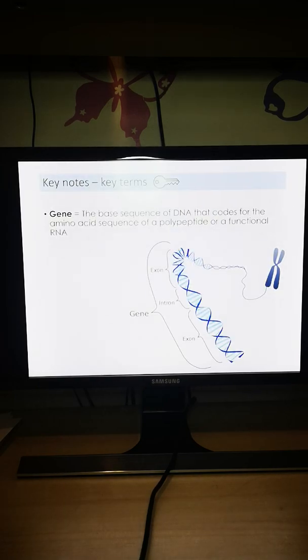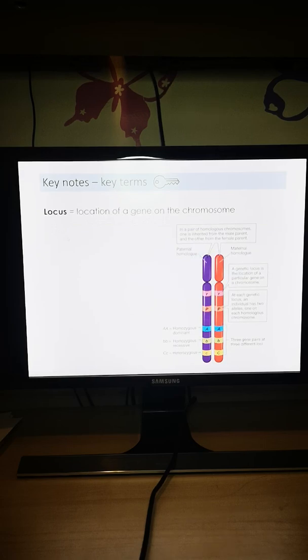Gene, another definition we should know. It's the base sequence of a DNA that codes for an amino acid sequence of a polypeptide or a functional RNA. So a functional RNA might be a tRNA or an rRNA, as we'll see a little bit later on. Okay, locus. Again, this is a key term that we will use a lot in our genetics next year. So it's our introduction to this key term.